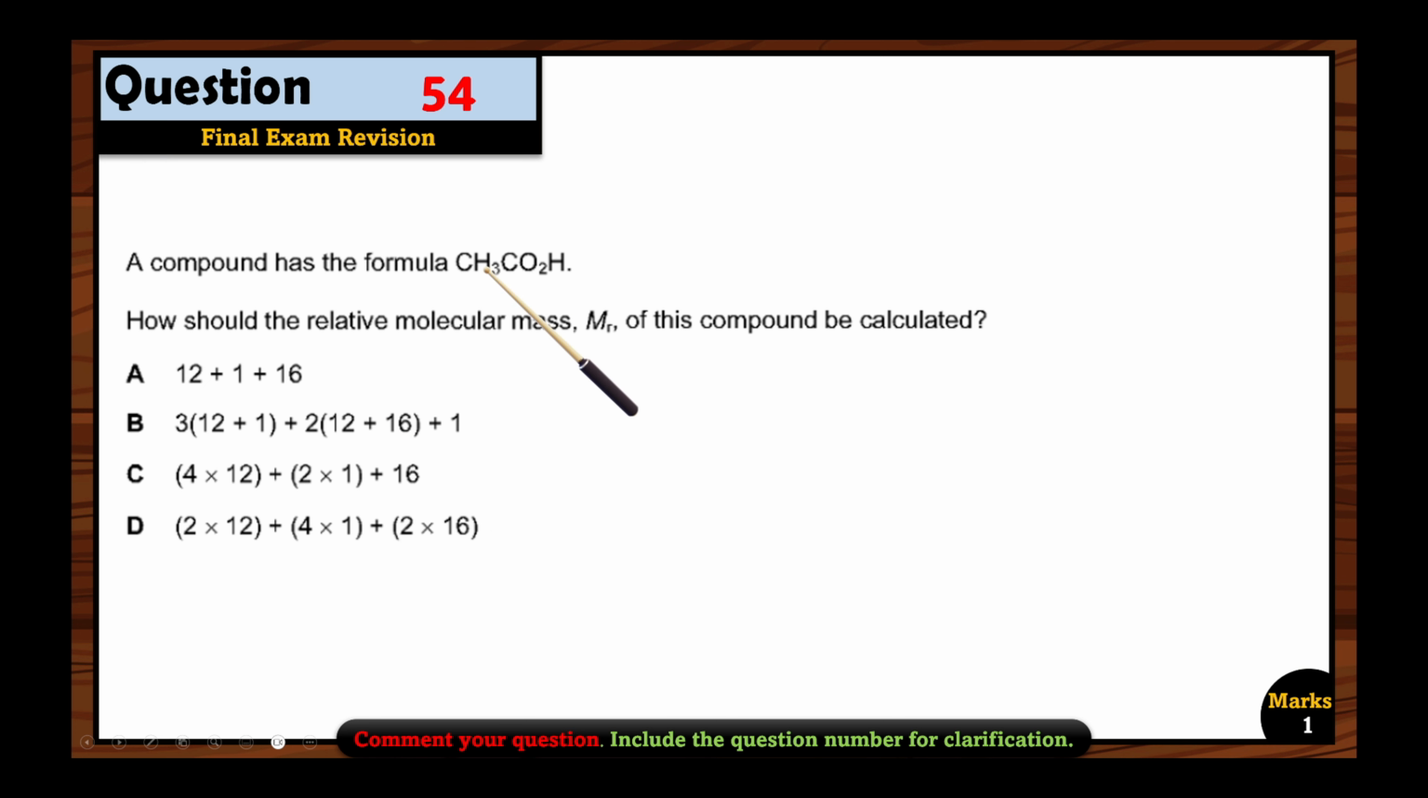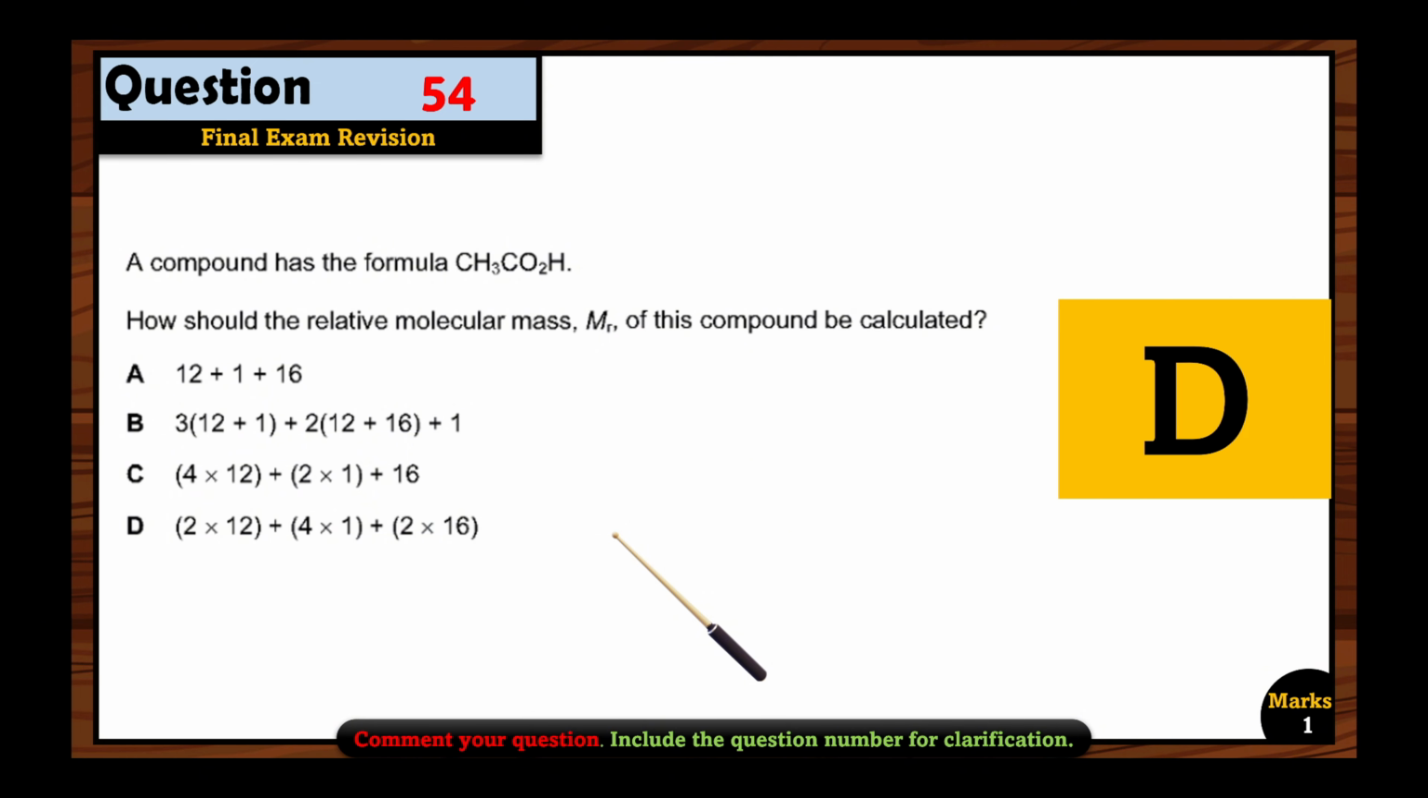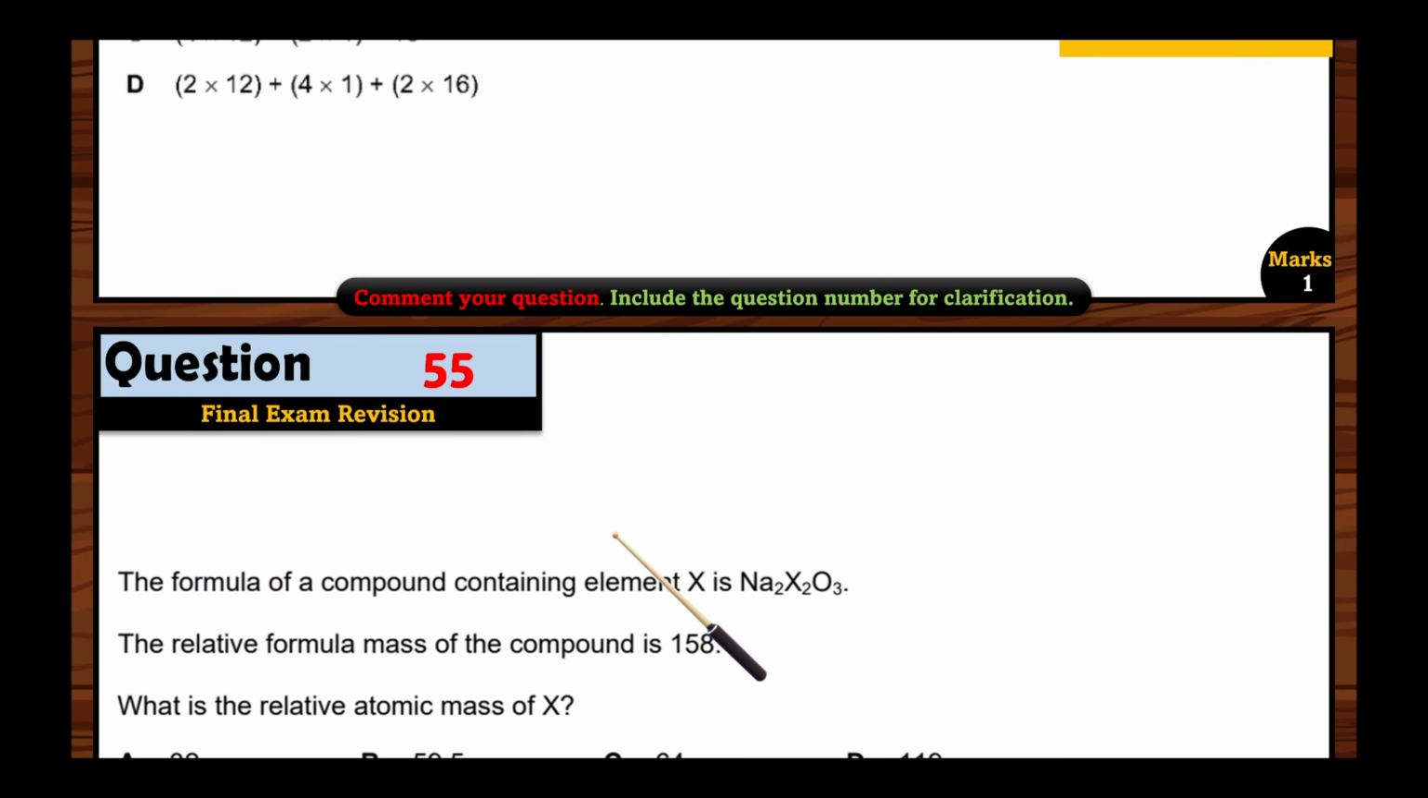Then how many hydrogens do we have? We can just look again. 4 hydrogens, right? So 4 multiplied by the atomic mass of hydrogen, that is 1. Then what else do we have to add? We have to add the oxygen. How many oxygens do we have? 2. So 2 multiplied by 16, the atomic mass of oxygen. So this is how we calculate the molecular mass of the compound. So option D is the right option.